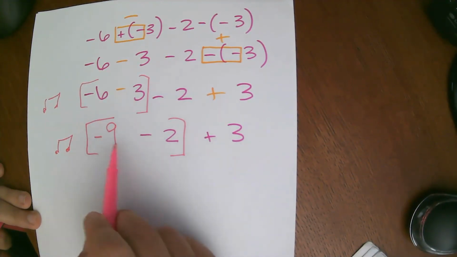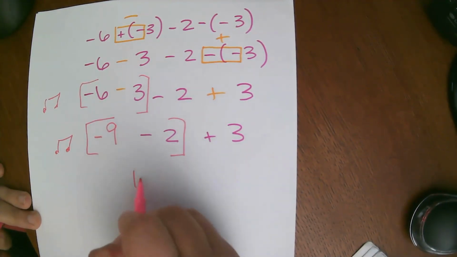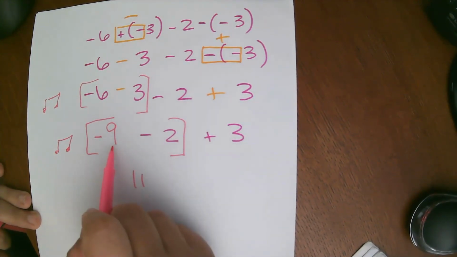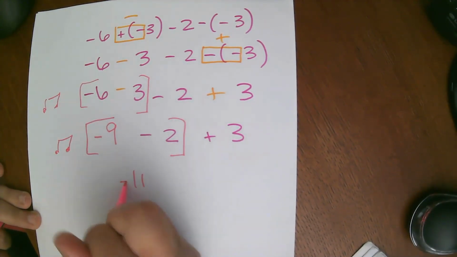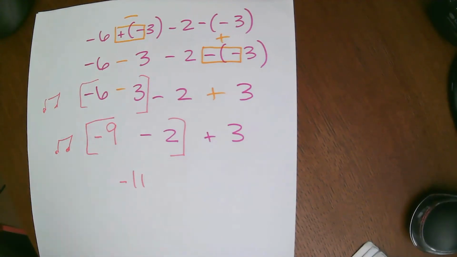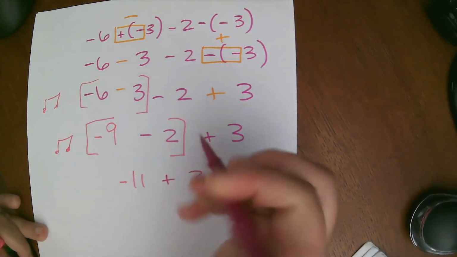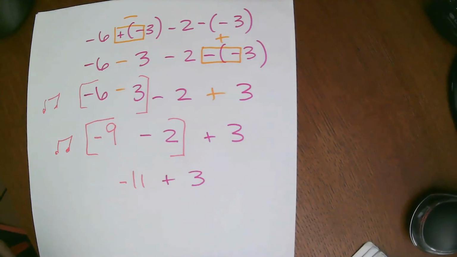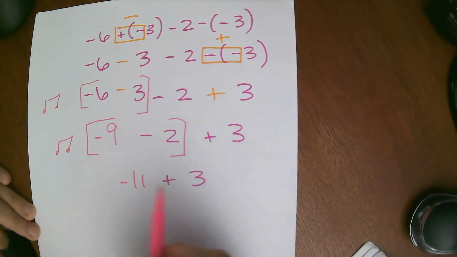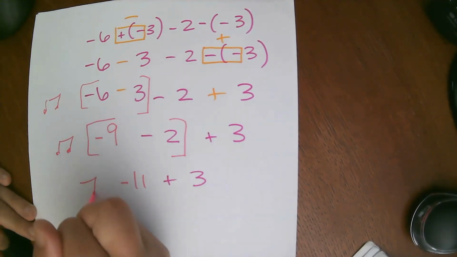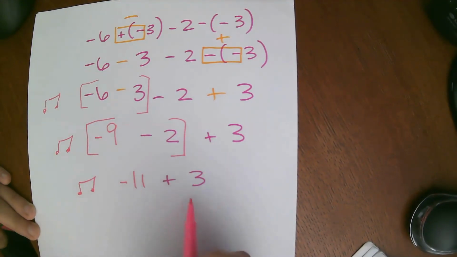Keep going from the left. Negative 9 and negative 2. Use the song. Like signs add. These are like signs, right? So 9 plus 2. 9, 10, 11. Always keep the sign of larger. 9 is larger. So it's going to be negative 11. Bring everything else down.